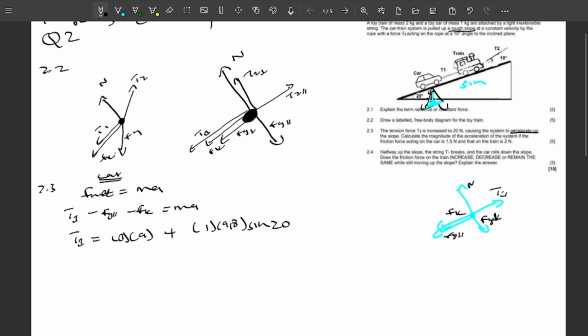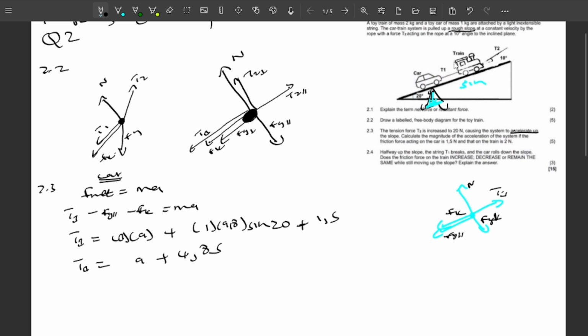So it's going to be 1 times 9.8 sine 20, plus FK, which for the car is 1.5. Then the T1, you should get A plus 4.8, right? Let me double check on my calculator. I did it with my head. 9.8 sine 20 plus 1.5. Yeah, 4.85.